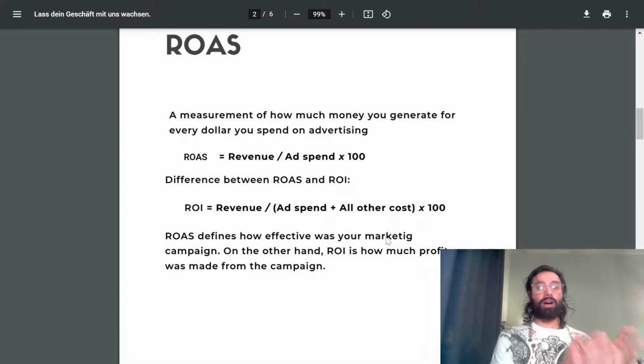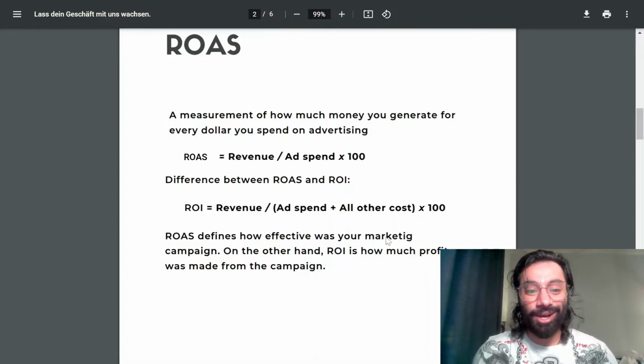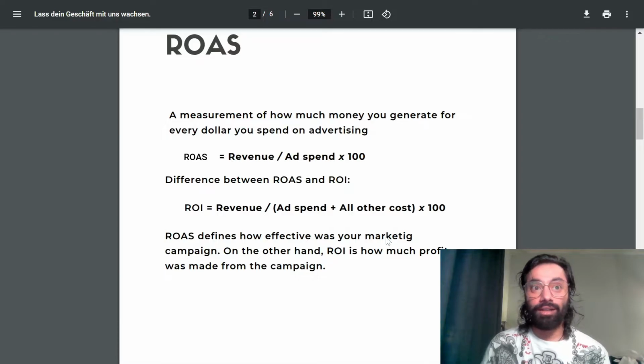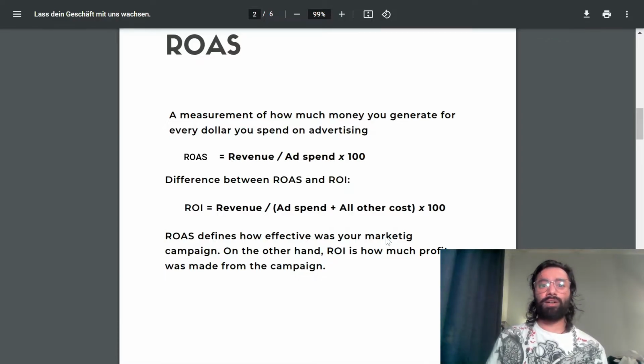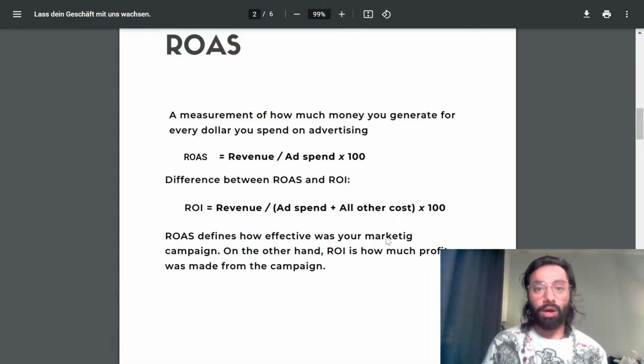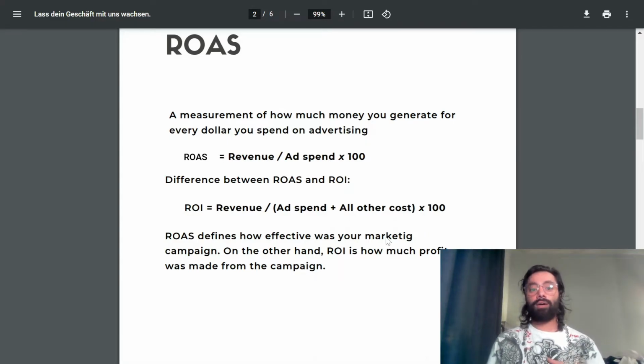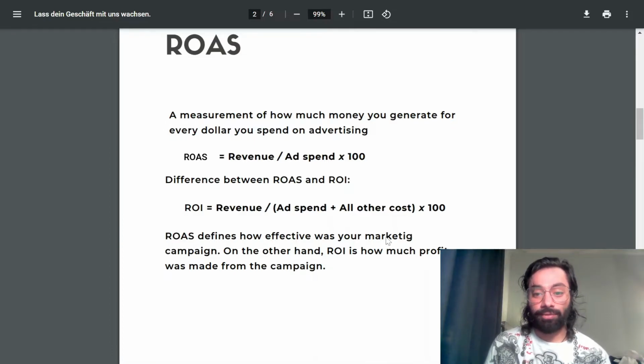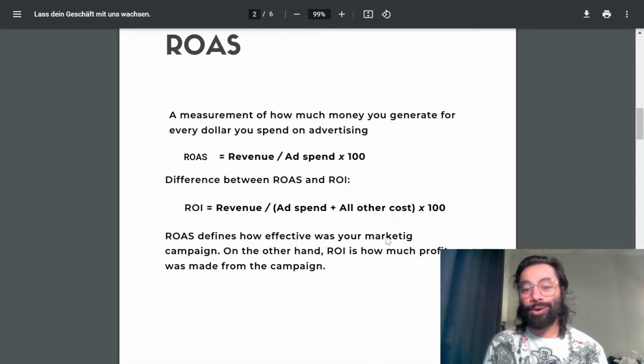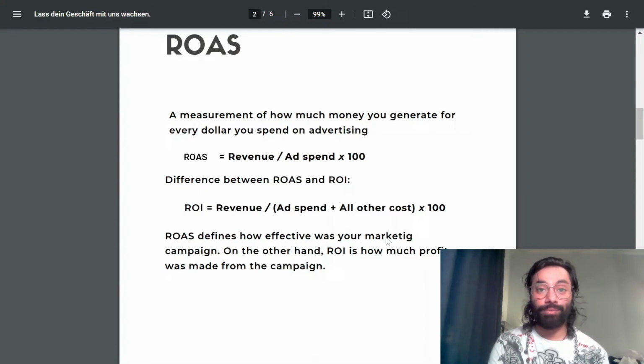Now there's a difference between ROAS and ROI. So what is ROI? ROI is revenue divided by ad spend plus the other costs, multiplied by 100. For example, you generated revenue of $200, but you spent $100 on advertisement, plus you spent $50 on some other variable costs, for example for a freelancer or making some artworks. So the formula would be revenue, which is $200, divided by 100 plus 50, which is 150, multiplied by 100. Now, ROAS defines how effective your marketing campaign was. On the other hand, ROI is how much profit was made from your campaign.